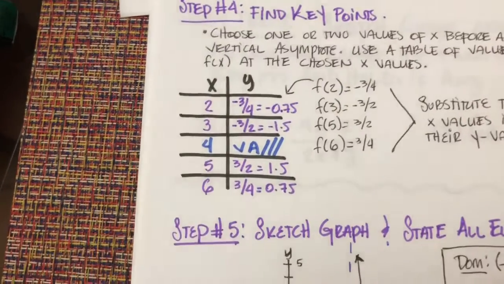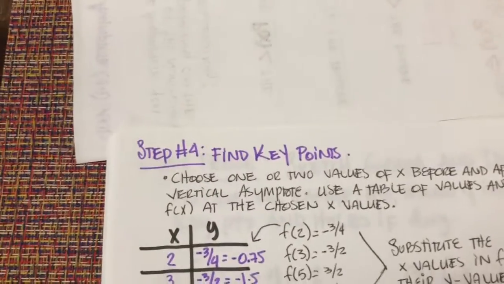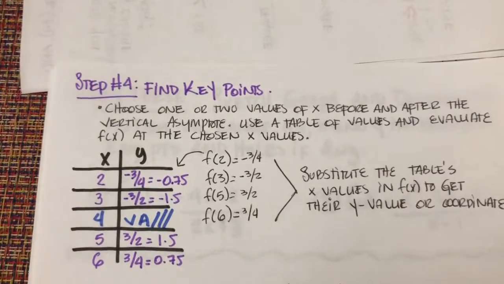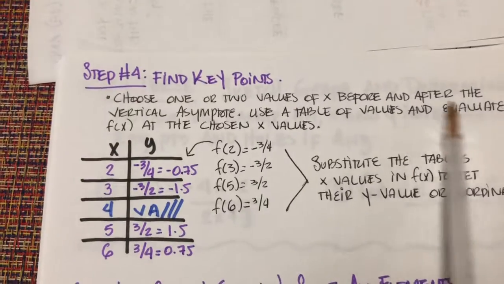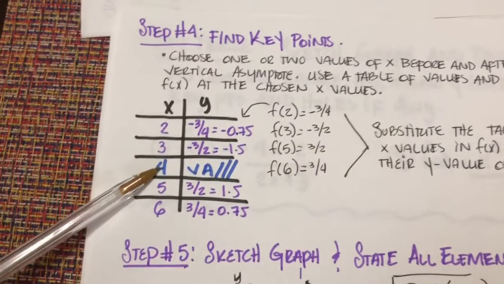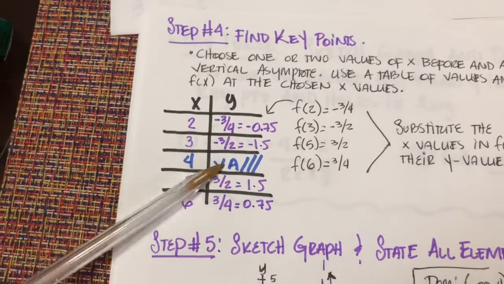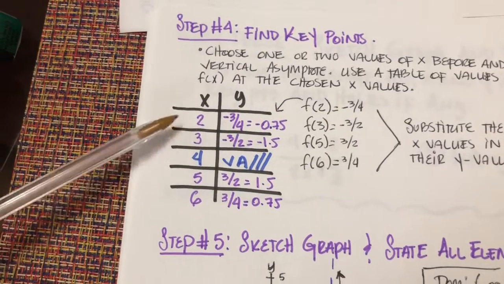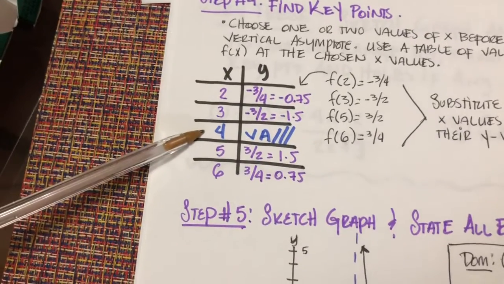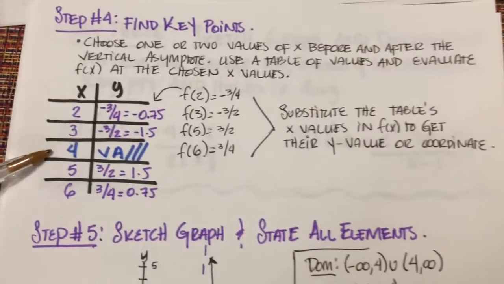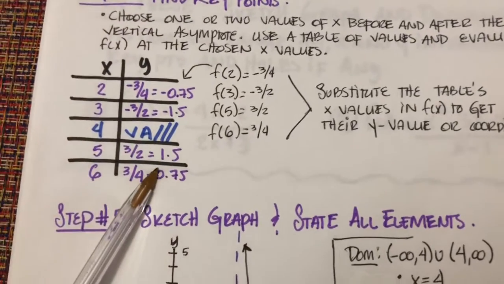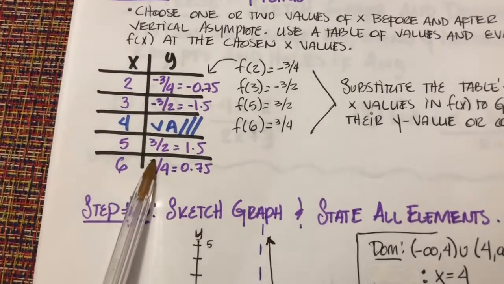Okay, so continuing with this one, I go over to step number 4, which is find the key points. Remember that for doing that, I am going to choose 1 or 2 values of x before and after the vertical asymptote. I'm going to use a table of values for the chosen values. So my vertical asymptote was at 4. So I go 2 before, which is 3 and 2, and then 2 values after, 5 and 6. I choose those points, but always taking reference in the vertical asymptote. I substitute these values that I chose in the function, and I get the complete coordinate. Okay, so if I plug in, I get these values.